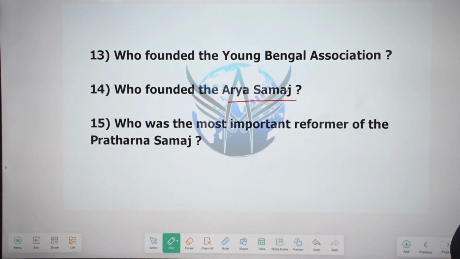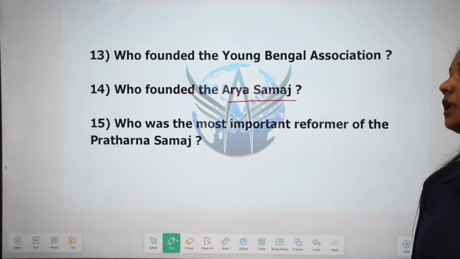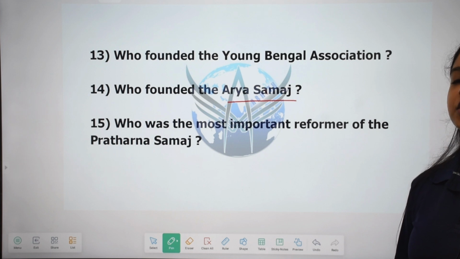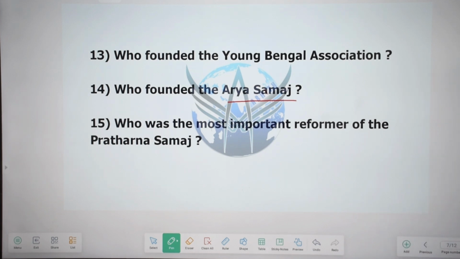Alright, next, who was the most important reformer of the Prarthana Samaj? Prarthana Samaj was founded by Keshav Chandra Sen, but one of the members of the Prarthana Samaj who was a very important reformer was Justice Mahadev Govind Ranade. Alright, Justice Mahadev Govind Ranade.